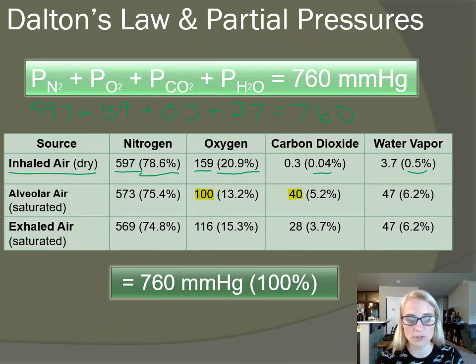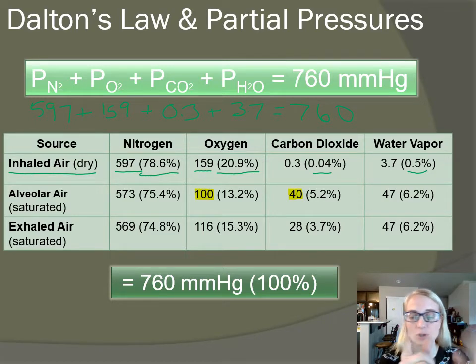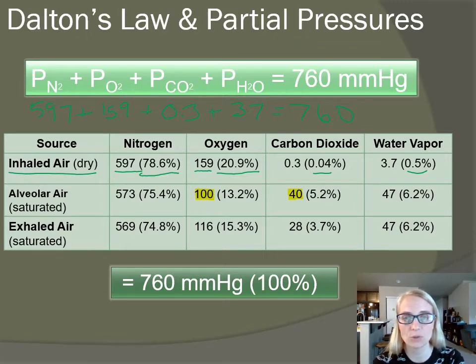And you can do that across the board for all of these in this table here. So what that tells you is of the 760 millimeters of mercury partial pressure, 597 of those 760 are due to the nitrogen molecules bouncing around. 159 is due to the oxygen, 0.3 is due to carbon dioxide, and 3.7 is due to water. Now there's some other gases they didn't put in there, but that's kind of the idea.